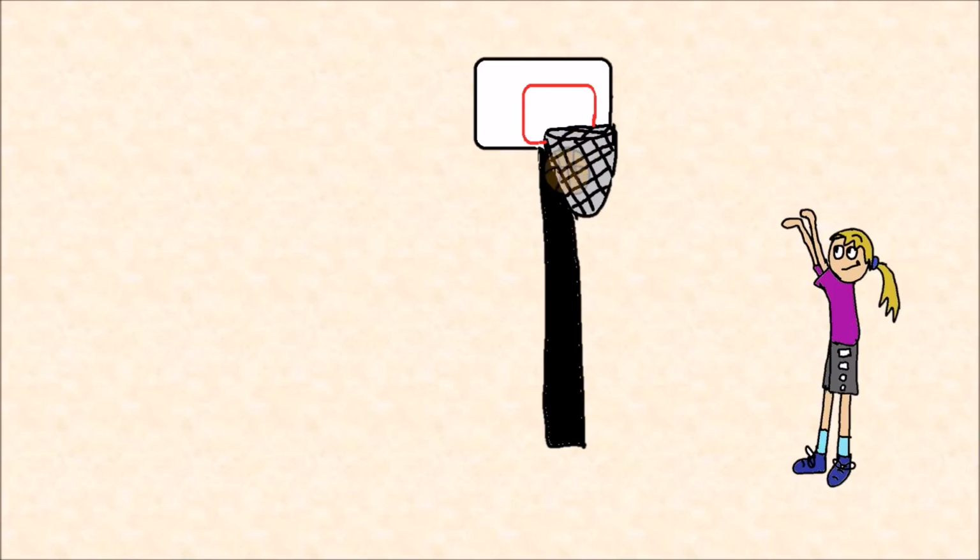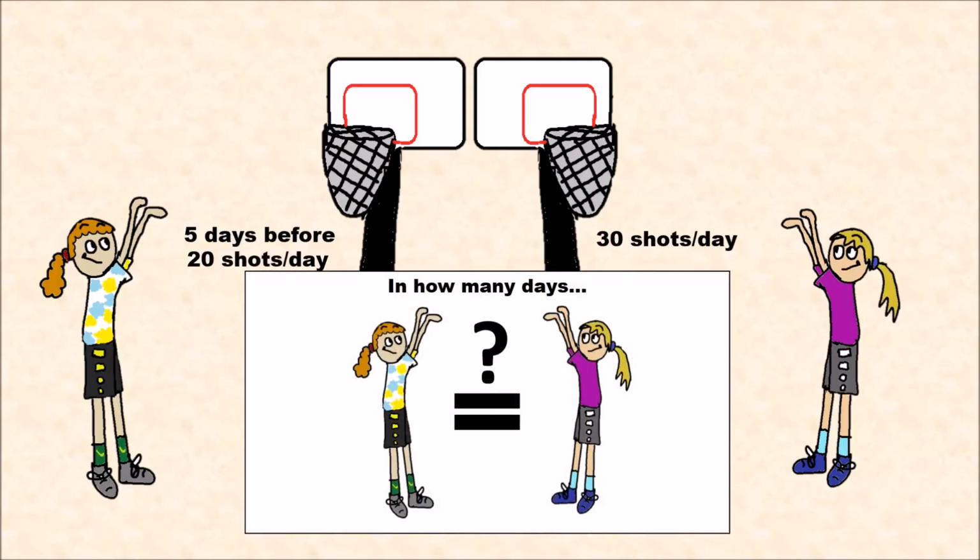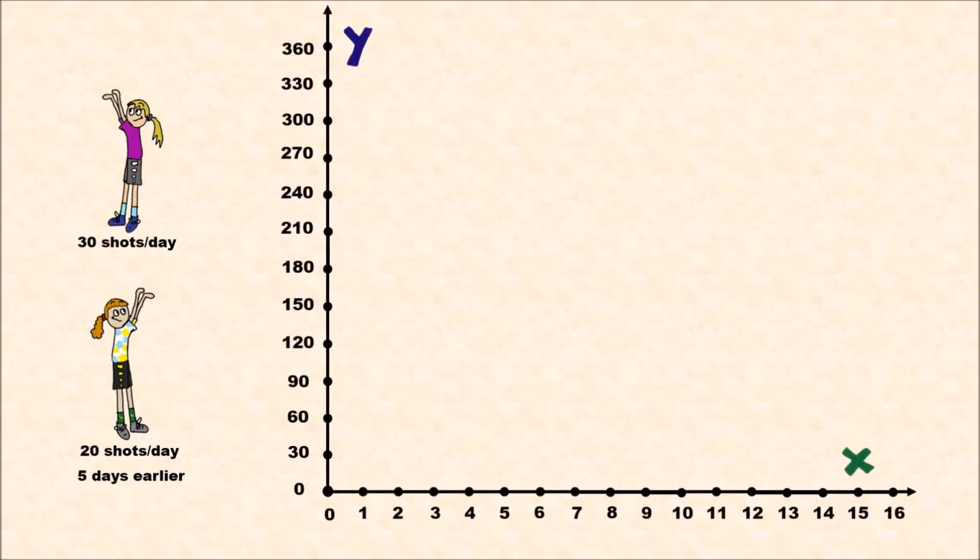Moving on. Okay, let's say I take shots at my local gym. Every day, I take 30 shots from the free throw line. My friend Paige, who started 5 days before me, also goes to the gym and takes 20 shots from the free throw line. I want to catch up to her, so I'm wondering, how many days pass until I have to take the same amount of shots as her? Let's graph and see. Now, on the x-axis, we will put the number of days that pass. On the y-axis, we will put the number of shots taken.